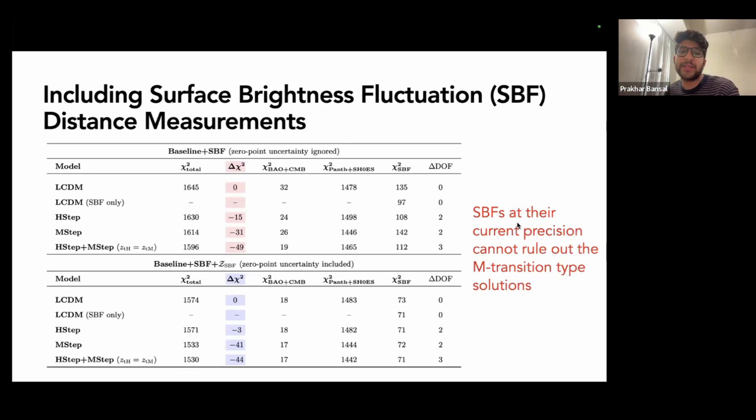If the astrophysics get better and we are able to somehow reduce the zero point uncertainty, we can say that the Hubble tension also arises not just because of the Pantheon plus SH0ES sample, but you can see it in these samples as well.